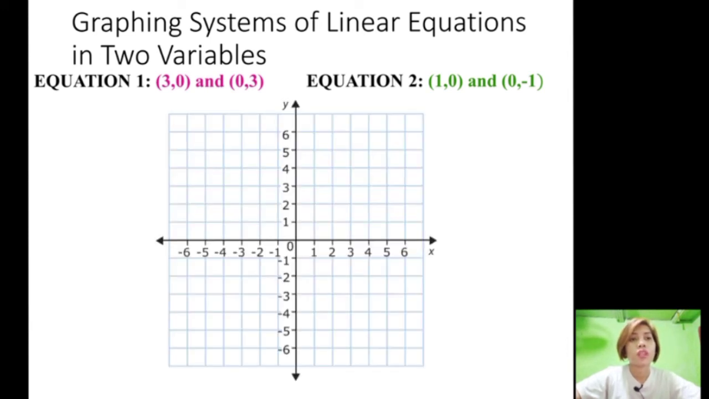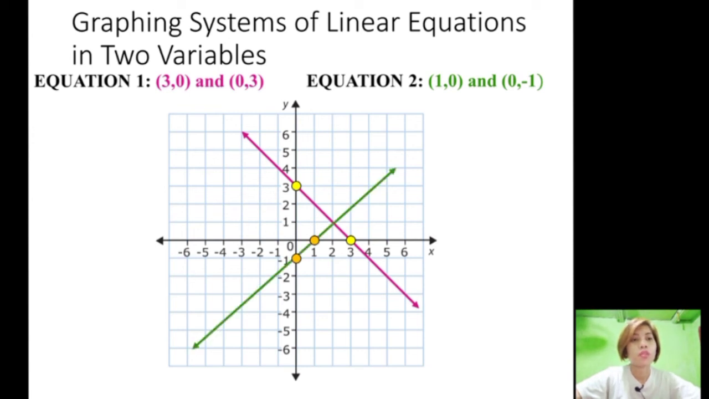So, graph natin yan. Doon muna sa equation 1, 3, 0. So, 3 ay nasa x-axis. And then, yung 0, 3, nasa y-axis. And then, i-join natin yung dalawang points. So, yan po yung graph for equation 1. And then, equation 2 is 1, 0, nasa x-axis. And then, 0, negative 1, nasa y-axis. Tapos, pag-join na po natin yung dalawang points. So, yan po yung graph.